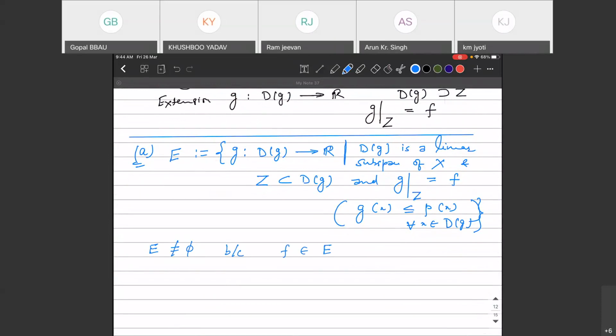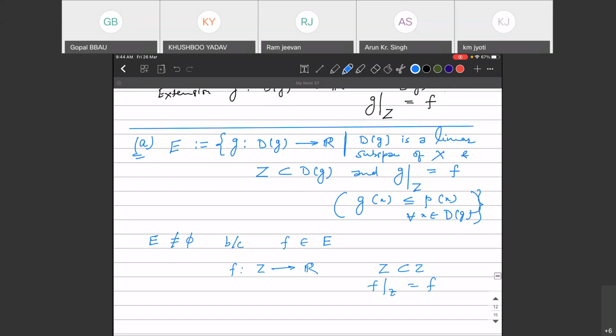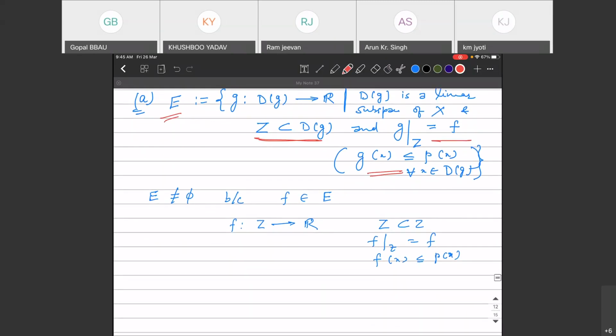Any doubt here? See, F is from Z to R. Z is a subset of Z, correct? Every set is a subset of itself. F restricted to Z is F, and F(x) is less than or equal to P(x). So these three things hold for F. So this means F belongs to E. Correct?